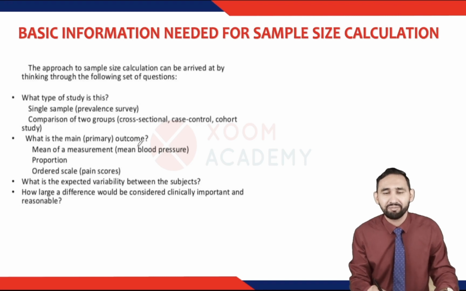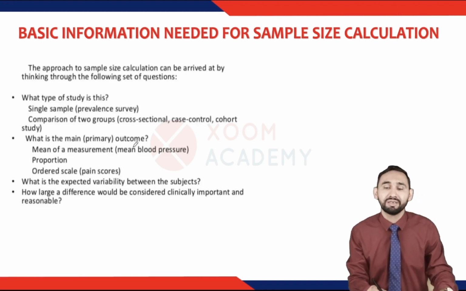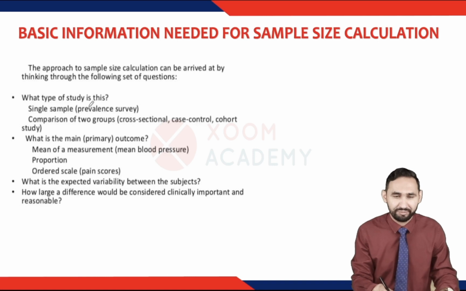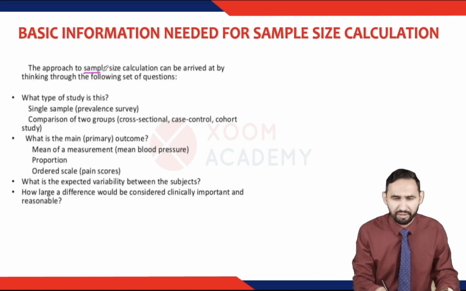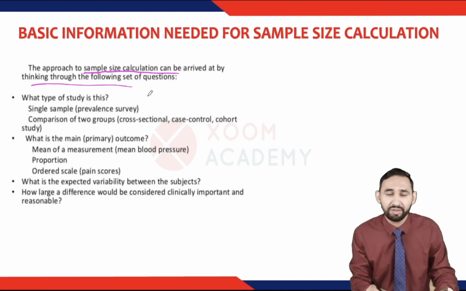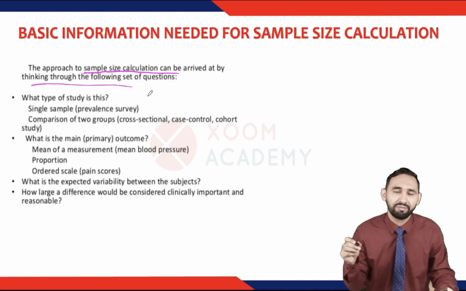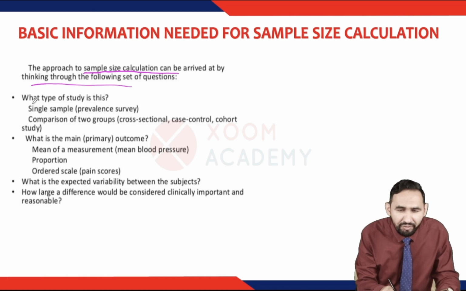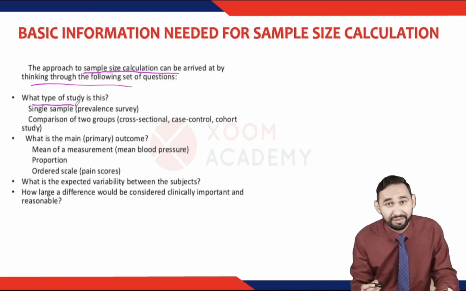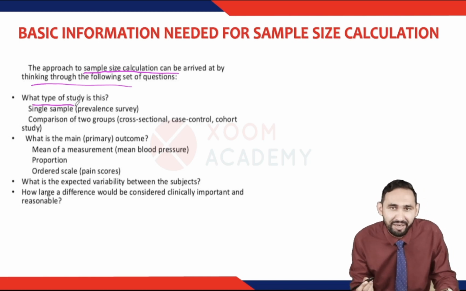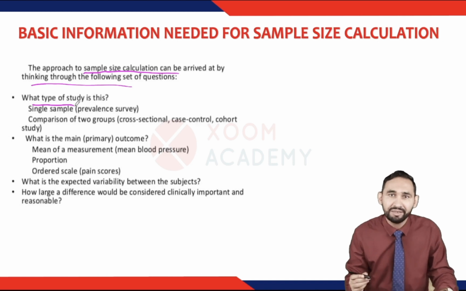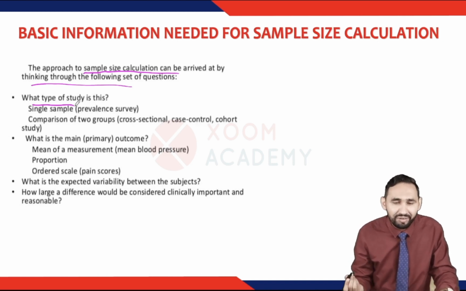What is the basic information? Yes, we need certain information before sample size calculation. The approach to sample size calculation can be arrived at by thinking through the following set of questions. We must have answers to these questions. What type of study is this? This is observational, this is experimental, this is descriptive, this is case control, this is case report, this is cohort, this is cross sectional. We should know the study type.